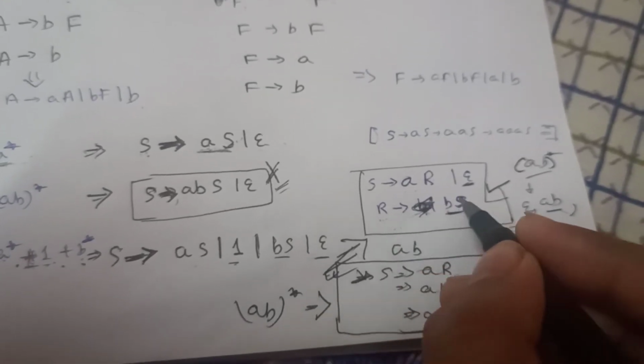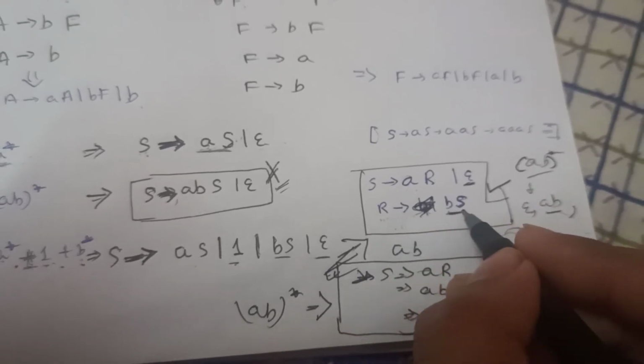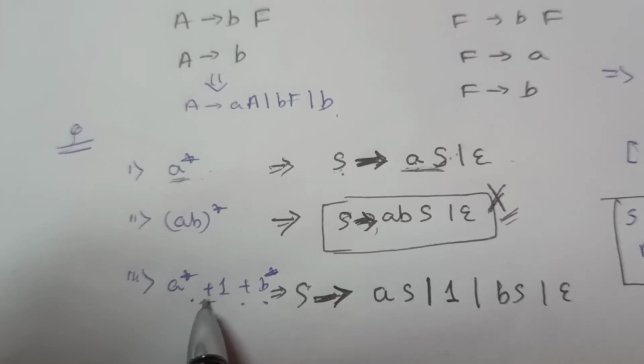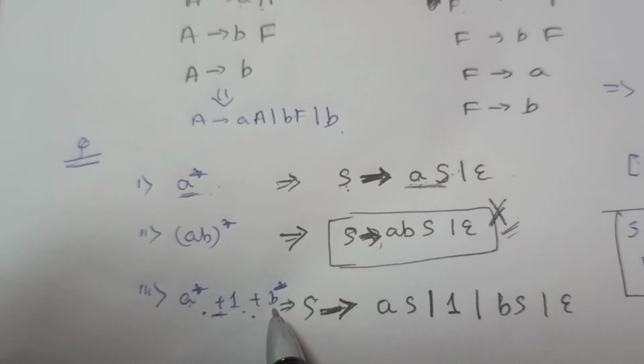So this is not needed. S to AR and S to null and R to BS. Only these three production rules are important. Means what? Plus means or. So it can be A star, it can be 1, or it can also be B star.